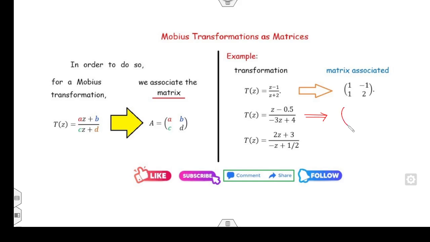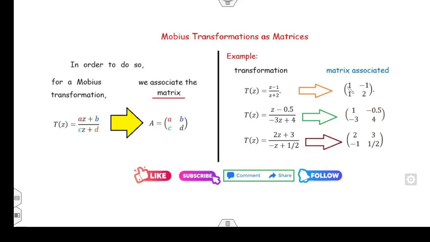Similarly, for the second case, this number is 1, then it is minus 0.5, minus 3 and 4. And similarly for the last case, how can you write the matrix format? 2, 3, minus 1 and half. So these are the matrix representations of the given transformations.